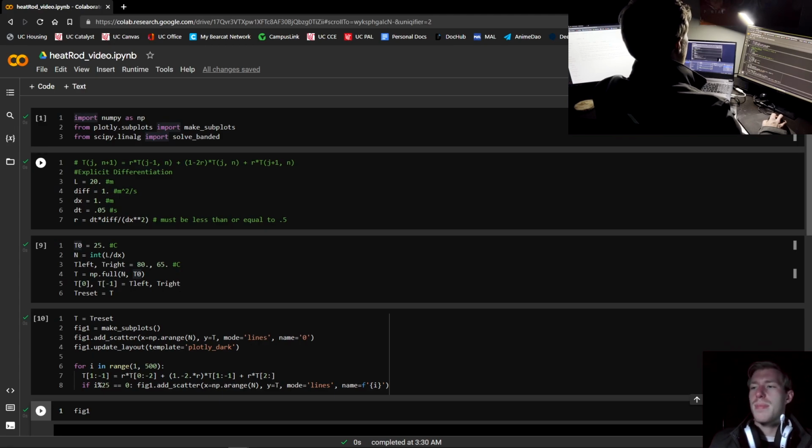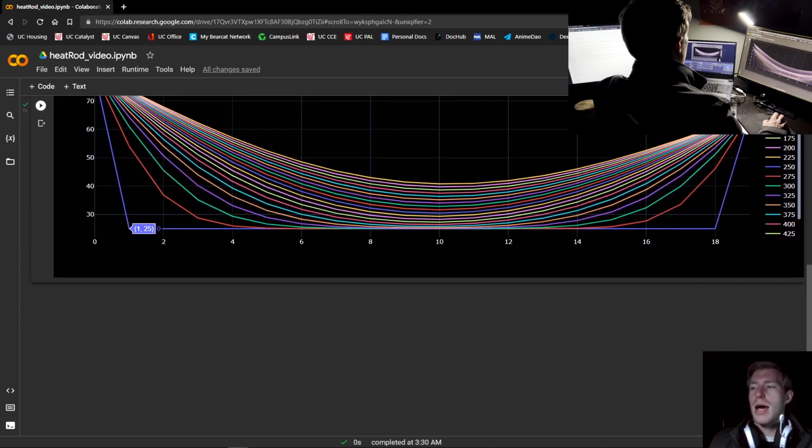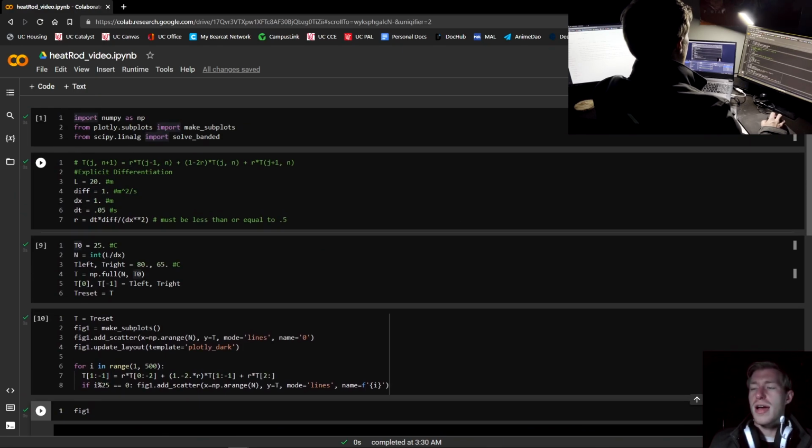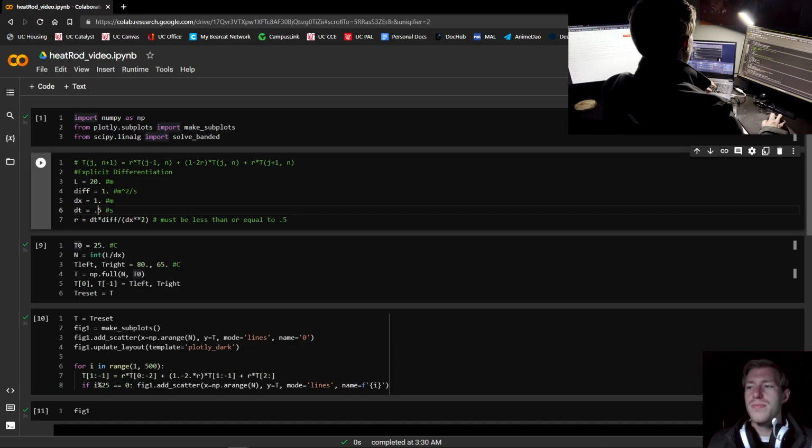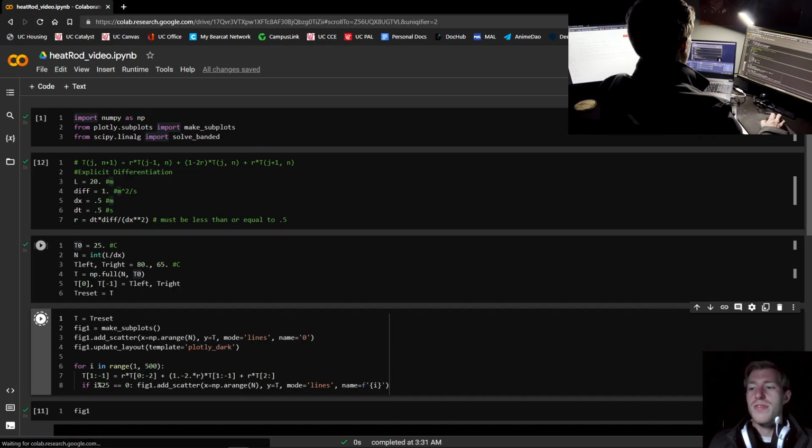Oh, my mistake. dt got smaller, which means that our r got significantly less than 0.5. That's my mistake. What we want to do is decrease dx. So we'll make this 0.5, right? So now 0.5 squared is 0.25 on the bottom, and 0.5 divided by 0.25 is an r of 2. So let's run with this, run everything here.